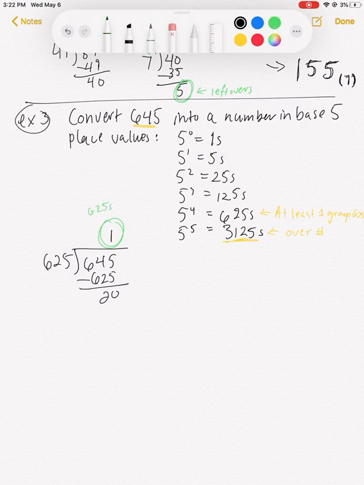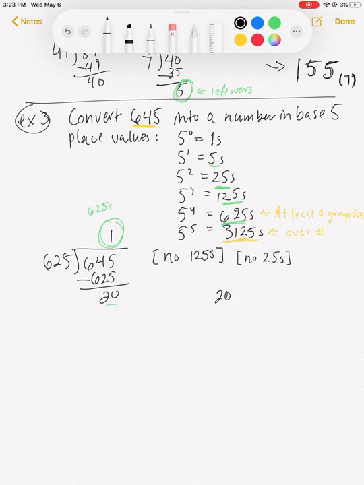Okay. Now there's 20 leftovers, but the next place after the 625's place is the 125's place. So I have to see how many 125's there are. Well, there are no 125's in that number. Okay, and then we go to the next place, 25's. Well, this number is still smaller than 25, so we have no 25's as well. And then we go to the next place, the 5's place. We do have 20 is more than 5, so let's see how many 5's there are.